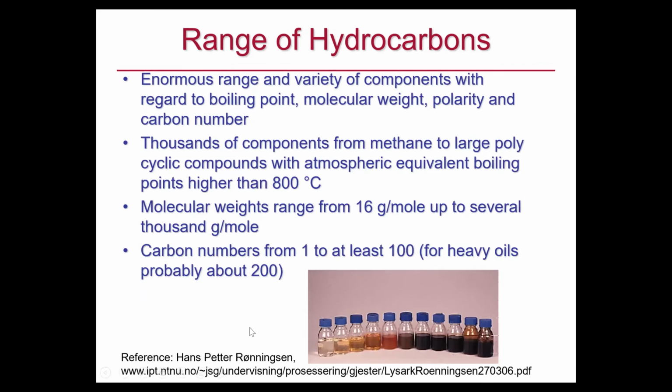As I said, we have thousands of components. This is a different cut from an oil, or a different type of oil. And you see that you can have a very light oily component, or you can have a very heavy oily component that is a dark fluid. So carbon number can be from methane up to, for heavy oil, 100.